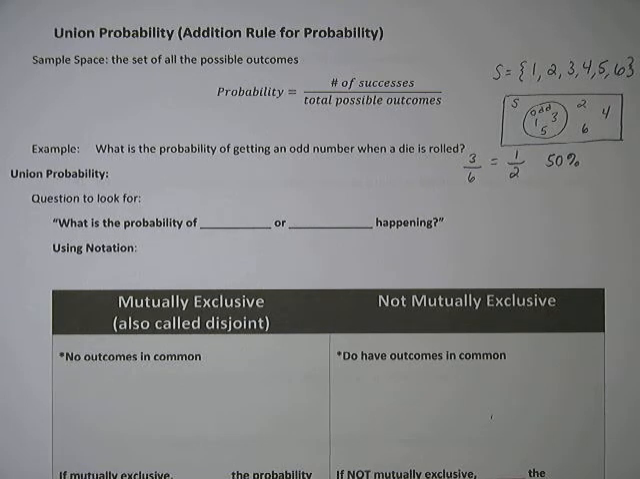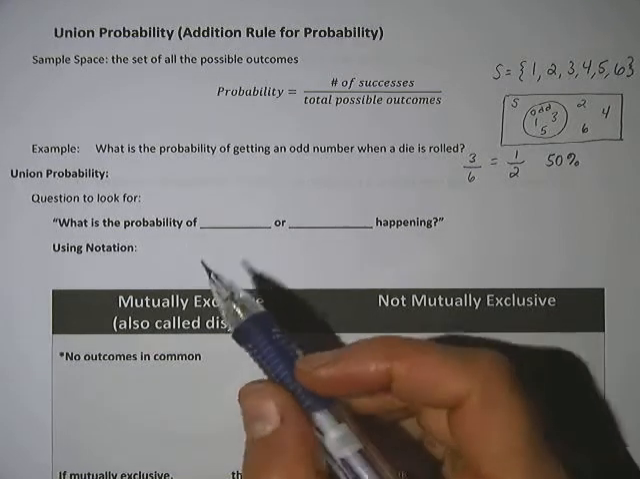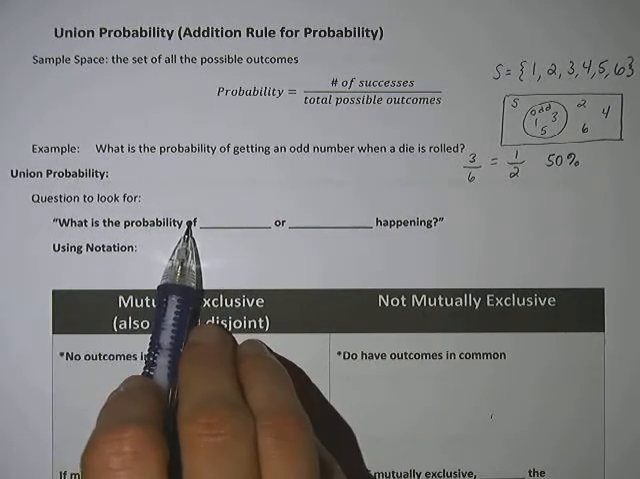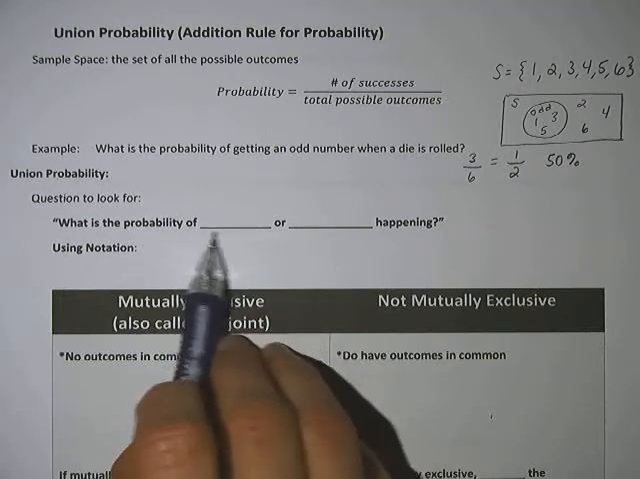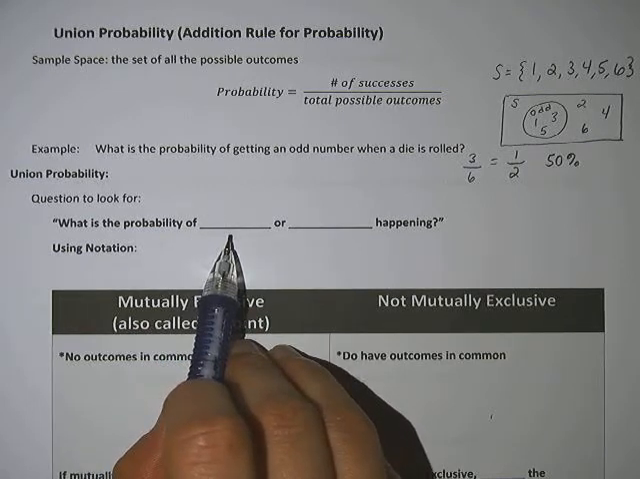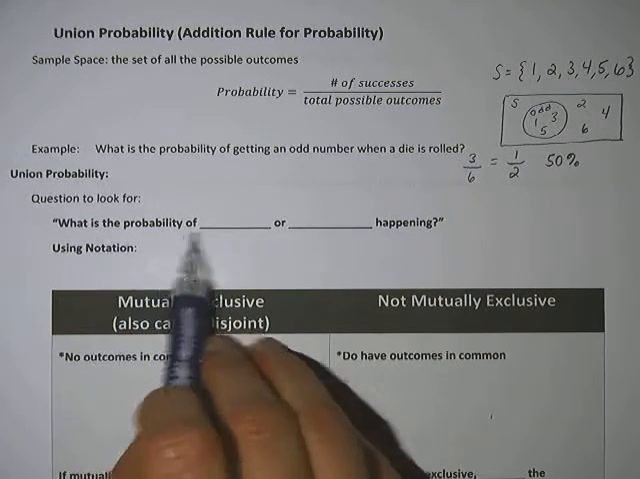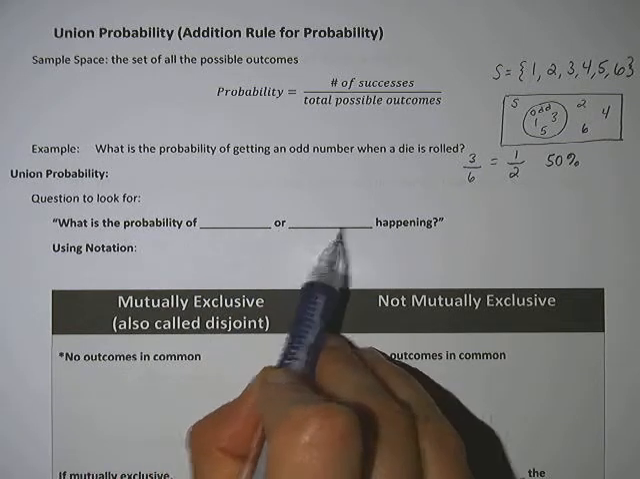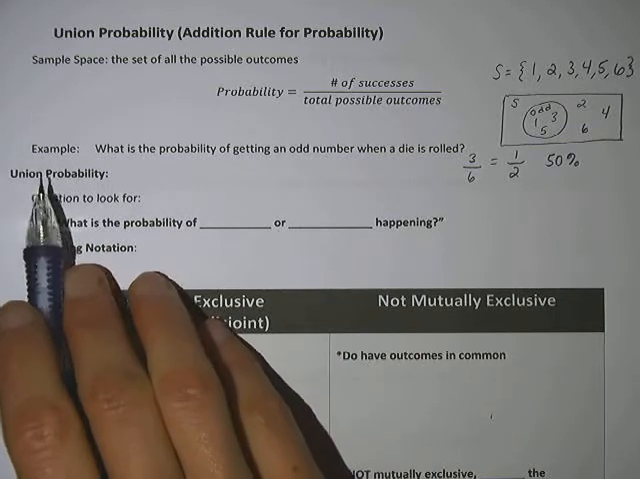So if you're looking at a problem and it says something like this, what is the probability of this? I can't really put anything in there because we're not actually doing a problem, but what is the probability of something happening or something else happening? That is a union problem.